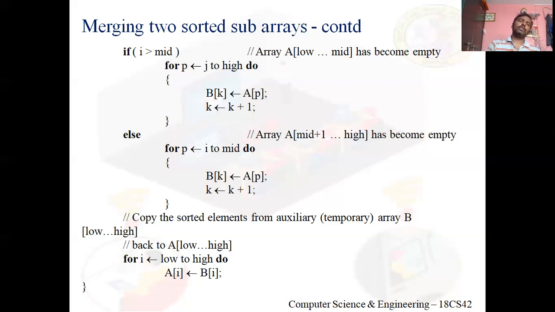Got it? So when the first subarray has become empty, what should I do? I should copy the remaining elements of the second sorted subarray, that is from j to r index, to the final sorted array. The else part means the second sorted subarray has become empty. So copy the remaining elements of the first sorted subarray to the final array.